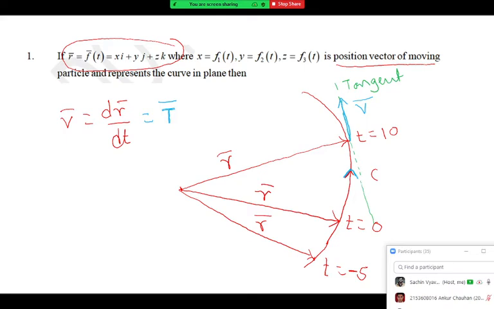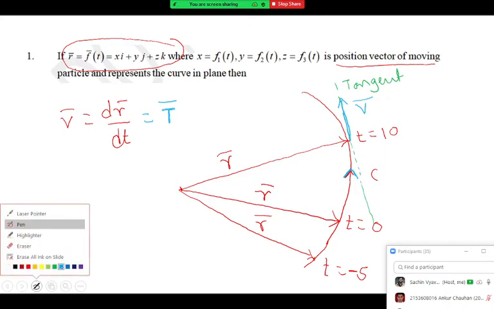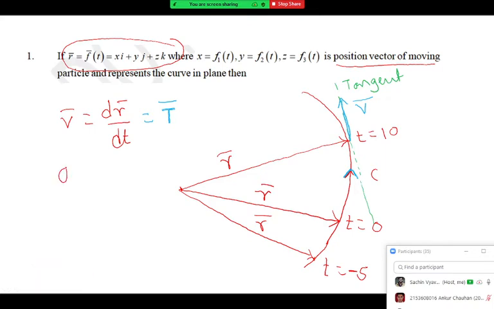Next, we have one more thing, acceleration. So this acceleration, a bar, is the rate of change of velocity, so it is dv bar by dt. That's a simple formula that we have. We just have to differentiate the v bar vector with respect to t, and we get the acceleration vector.